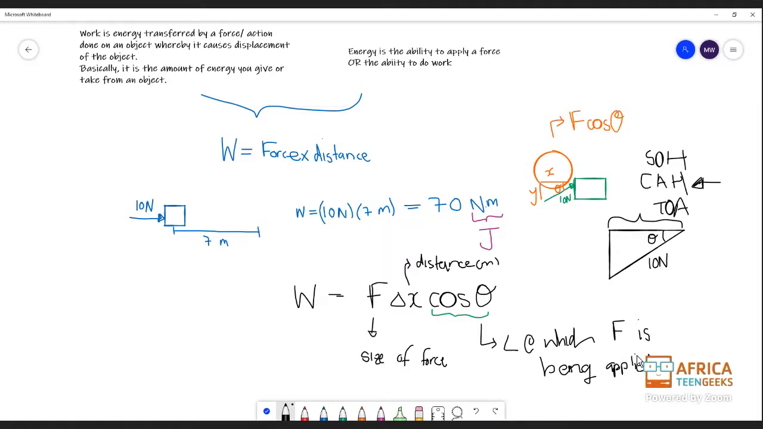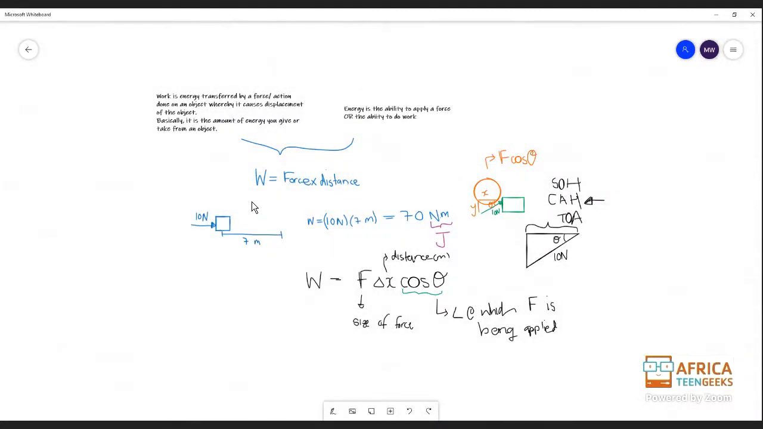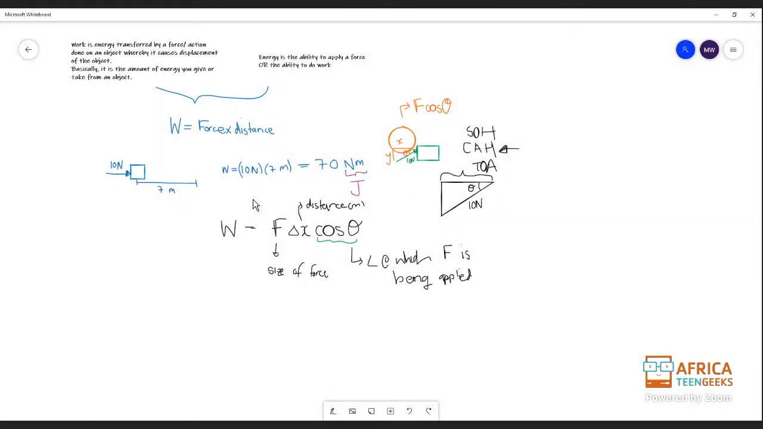Okay, but now, like I was saying in this one definition, the work is actually just the amount of energy that you are giving or taking from an object. So if you want to find the net work, you could use the formula work net is equal to work 1 plus work 2 plus work 3 up to work n. So it is basically just adding all of your work together.